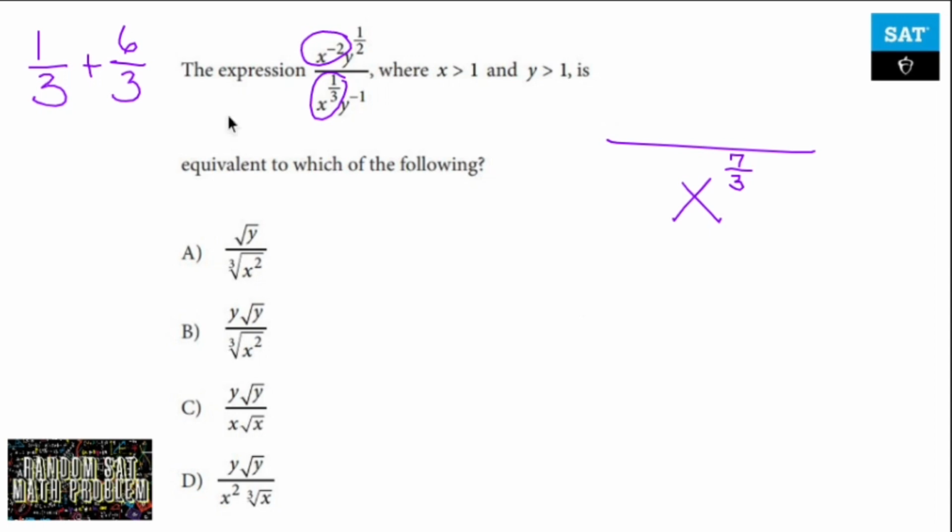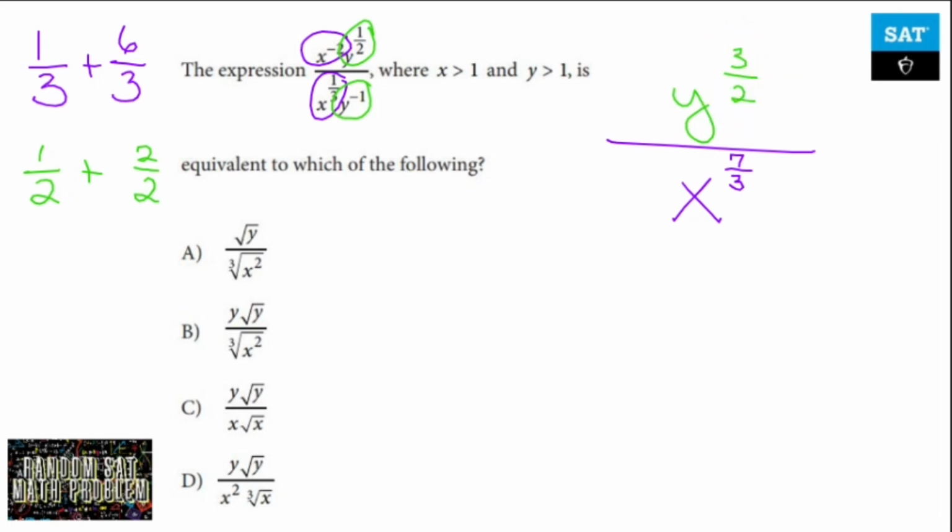Now let's do the same thing with y. I have y to the 1/2 in the numerator, y to the negative first in the denominator. I have to do 1/2 minus negative 1, which is the same as 1/2 plus positive 1, which is 2 over 2. And I get y to the 3 over 2 on the denominator.